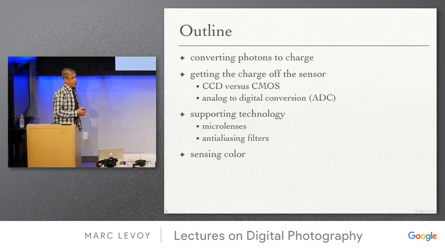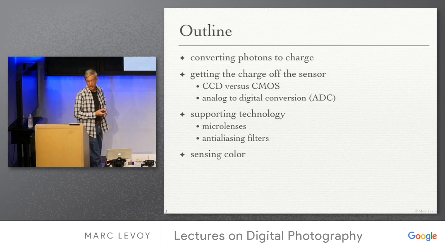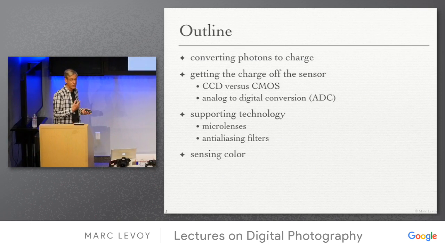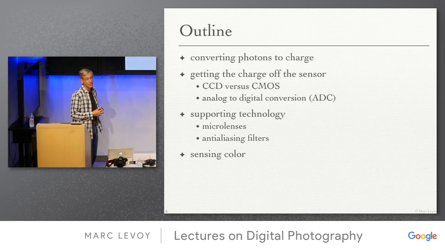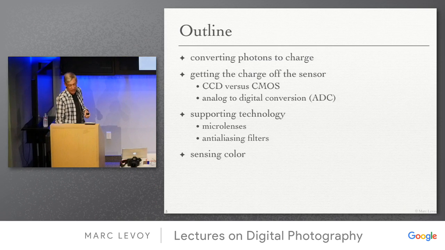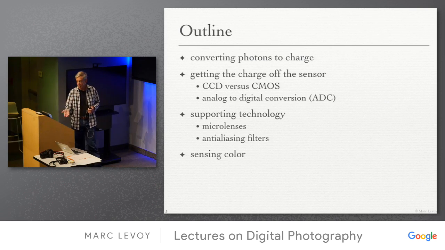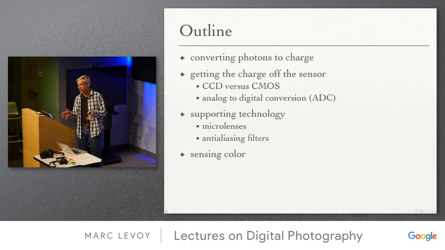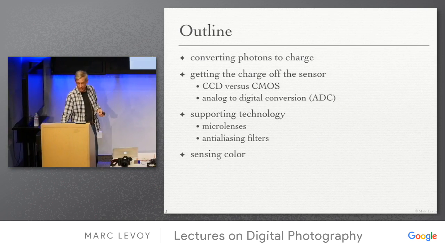All right, so what we'll talk about today is photons to charge, and then to numbers. So we'll talk about getting the charge off the sensor. We'll compare the two major classes of sensors, CCD and CMOS, and we'll talk about the analog to digital conversion briefly. And then there are a few supporting technologies, the micro lenses and the anti-aliasing filter, which fit right into the theory that we talked about last time. And then we'll talk about color.